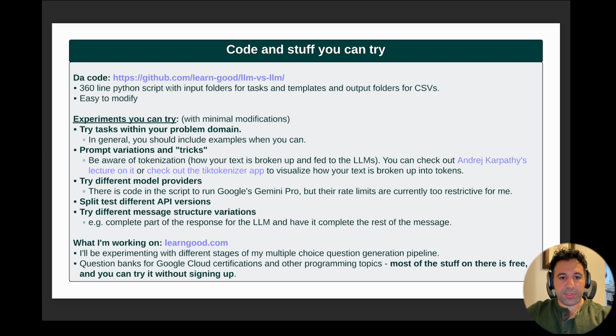Again, it's a short 360 lines of Python, with the only other stuff being the input folder, the output folder, and a logging module, but you don't have to touch that. It's pretty easy to modify. I do have some instructions on how to modify the code for tasks I would expect people would want to use it for, but of course, you could modify it beyond that as well. So yeah, just some stuff you could try. I recommend trying tasks within your problem domain. This is probably the biggest takeaway, I would say.